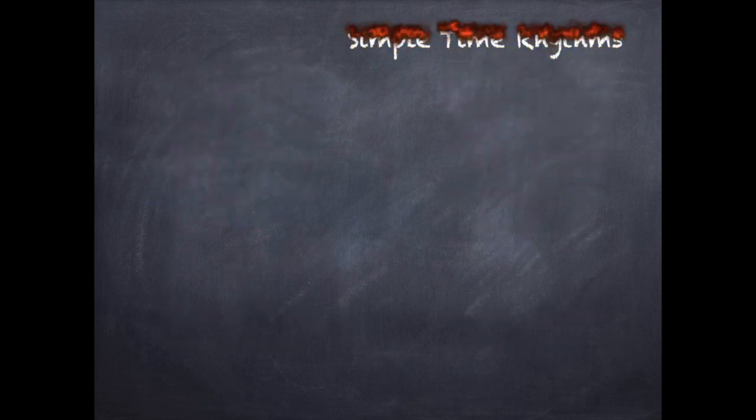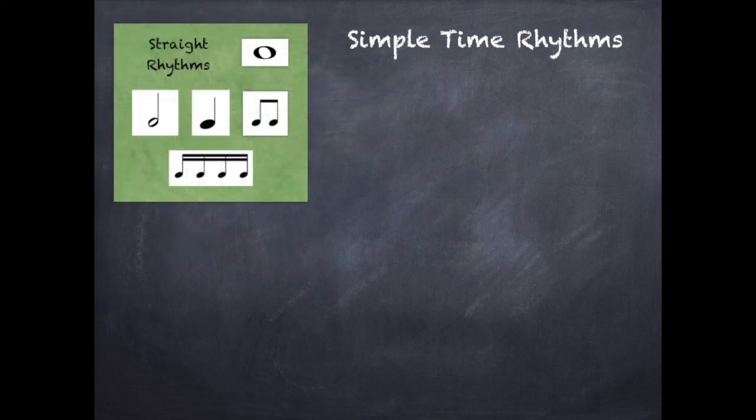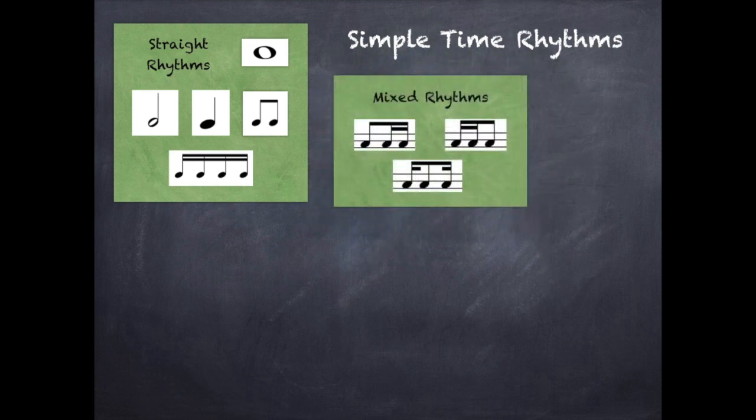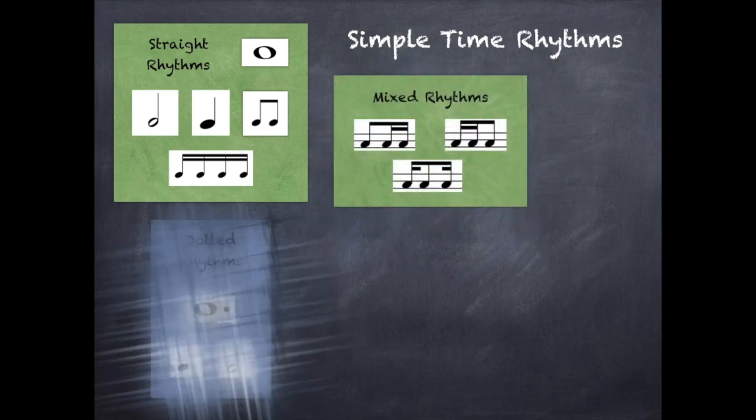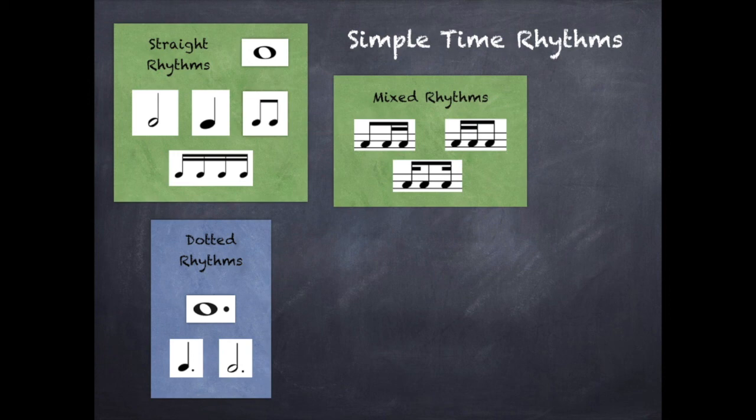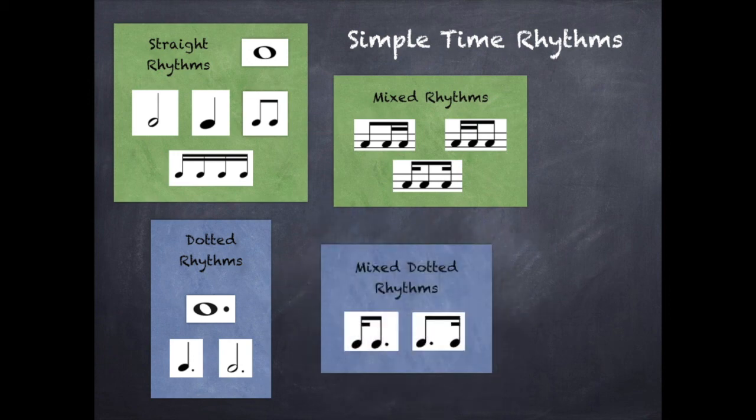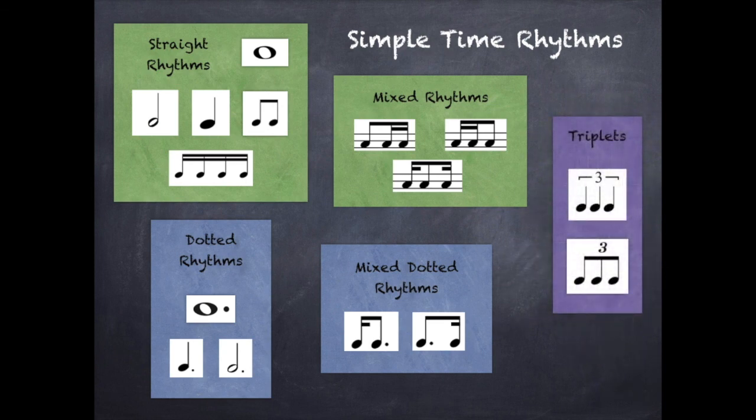So, our simple time rhythms. We've got our first options, which are our straight rhythms. We have our mixed rhythmic options. We have our dotted rhythmic options. And we have our mixed dotted rhythms. And finally, we have our triplets. These are the rhythmic patterns that are very commonly used in simple time rhythmic patterns in the VCE and in our rhythmic dictation questions.